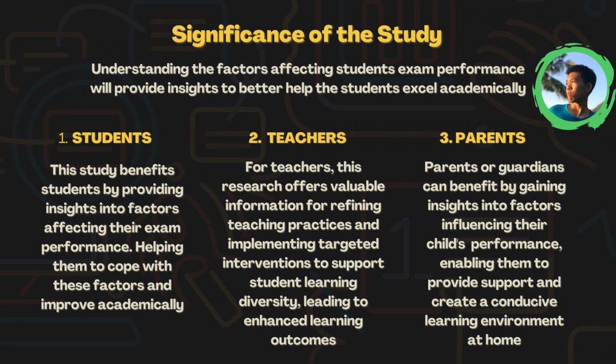But first, I'll remind you that all these examples just follow the same topic, which was about exploring factors affecting student performance in periodical exams. Now, for the significance of the study of this given research topic, understanding the factors affecting students' exam performance will provide insights to better help the students excel academically. Number 1. For students, this study benefits students by providing insights into factors affecting their exam performance, helping them to cope with these factors and improve academically.